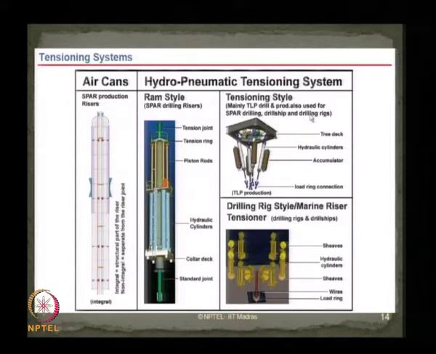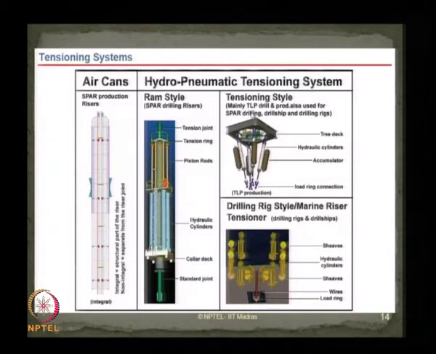Essentially the tensioning style is mainly used for TLP drilling and production, which is also used for spar drilling, drill ships and drilling rigs. If you look at the ram style, which is one of the hydro pneumatic tensioning systems used in spar drilling risers, it essentially consists of a tensioning joint and the tension ring, and the piston rods circumferentially attached to the casing of the tension ring, which is subsequently connected to the hydraulic cylinders at the bottom, housed on the cellar deck, which results in a standard joint as you see in the ram style connection of the hydro pneumatic tensioning system.